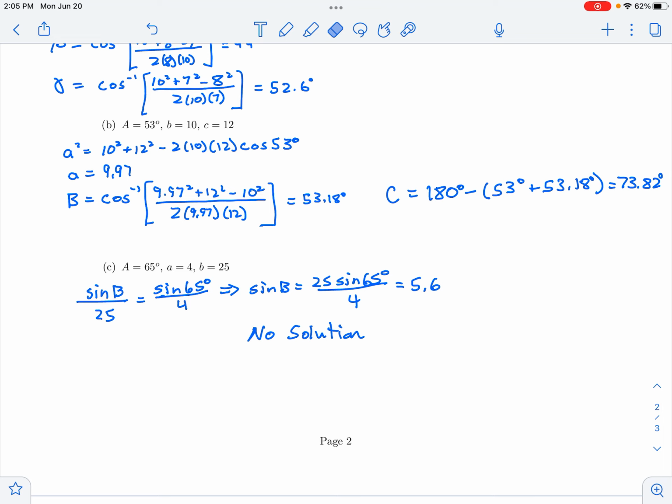Now, this next one is another law of cosines. We've got an angle, and then we've got its adjacent sides. So we use the law of cosines.